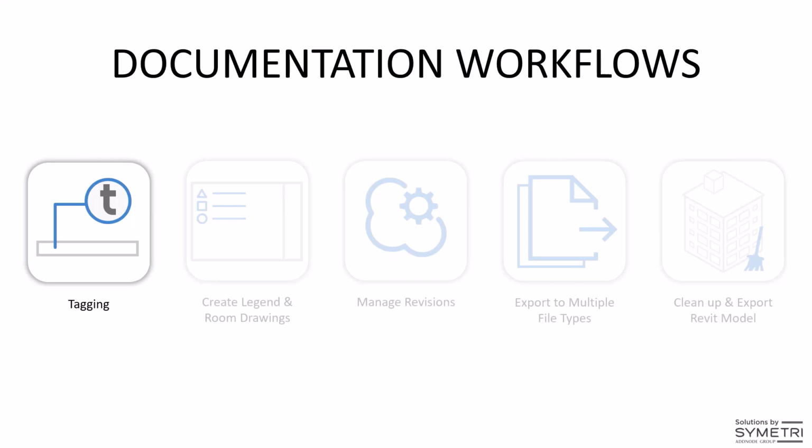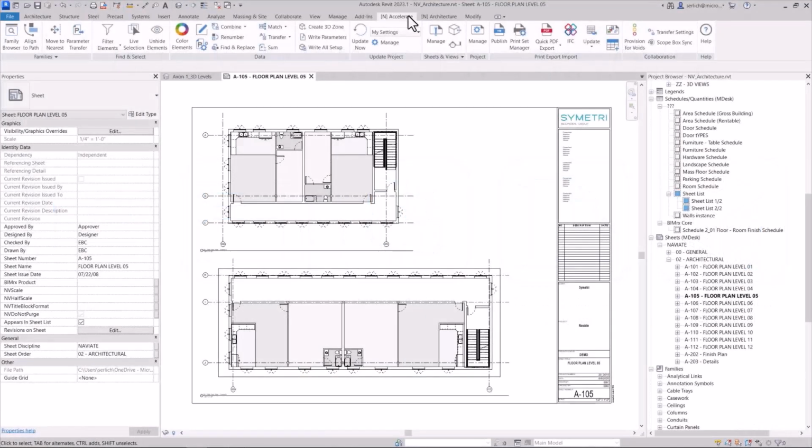Now, Naviate makes this a whole lot easier because we can create special settings for tagging different categories with multiple tags. And then we can set it up to tag all our views without having to open a single view. So this makes tagging our views a streamlined process that is faster and easier than using the out-of-the-box Revit method. So let's take a look at that.